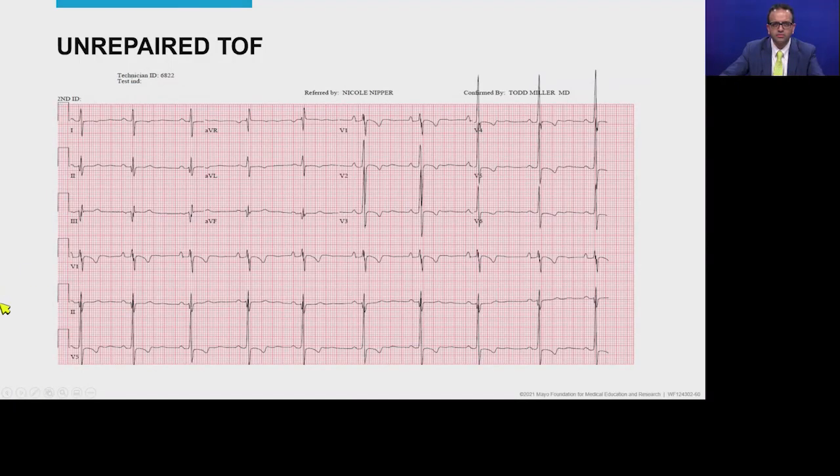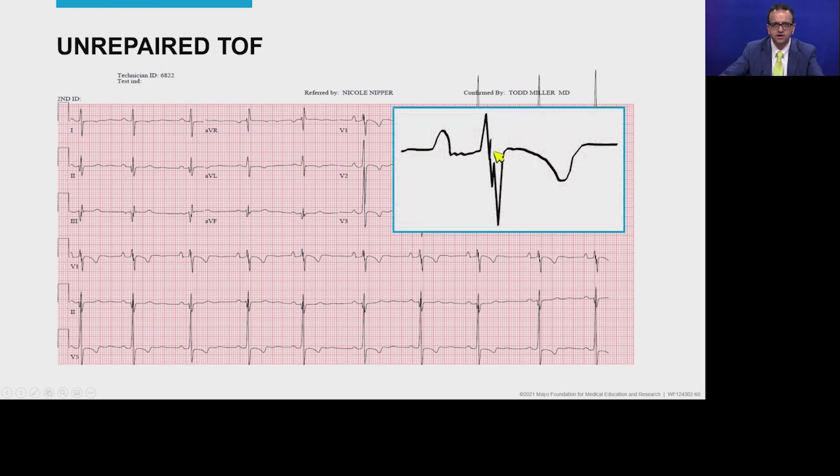Now, we don't normally see this, but in a patient with unrepaired tetralogy of Fallot, because of no surgery, there is no right bundle branch block. But because the lead V1 is close to the outflow tract, there is significant disease there, narrowing, slow conduction. That's why you get multiple notches here suggesting slow conduction in that area.